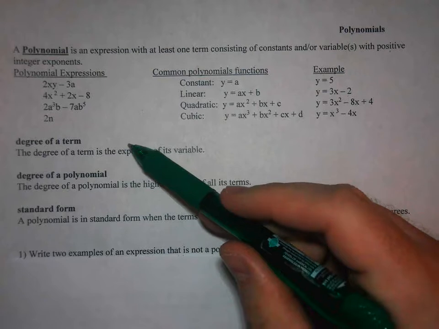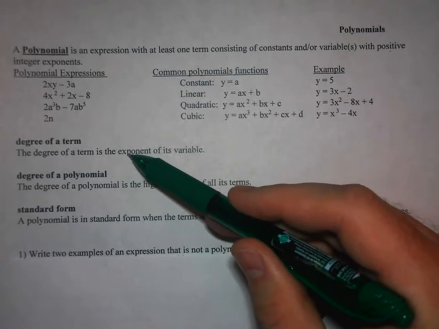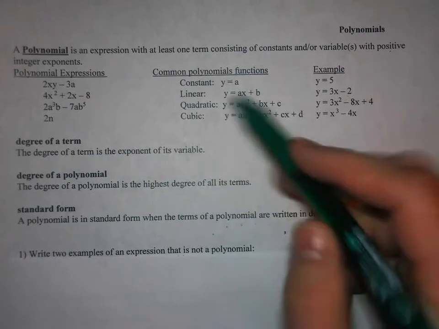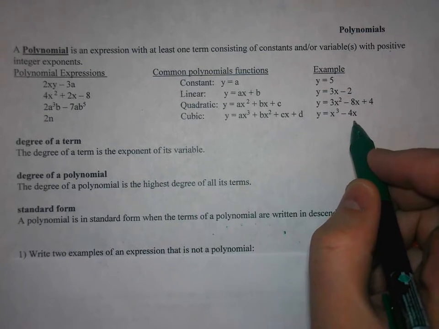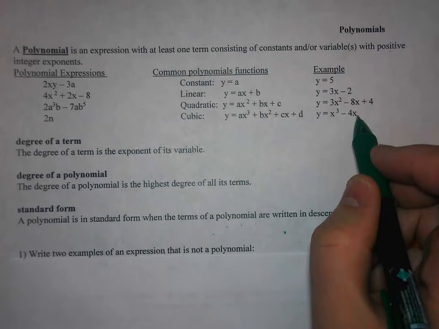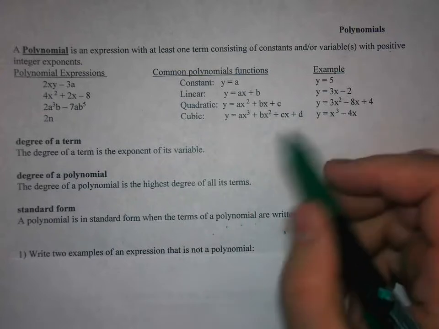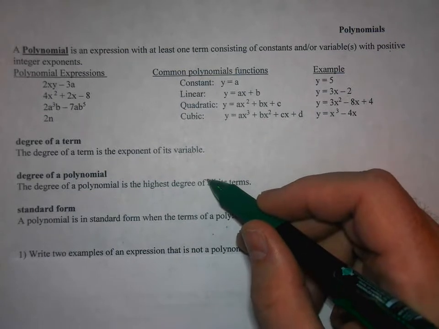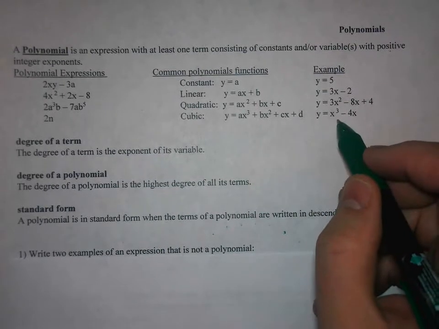Some other definitions that you need to know: the degree of a term. It's the exponent of its variable. So if we look at y equals x to the third minus 4x, the degree of the first term is 3. The degree of the second term is 1, because that's 4x to the first there. The degree of a polynomial is the highest degree of all its terms. So with that same polynomial, the degree of that polynomial would be 3, because 3 is the largest exponent.